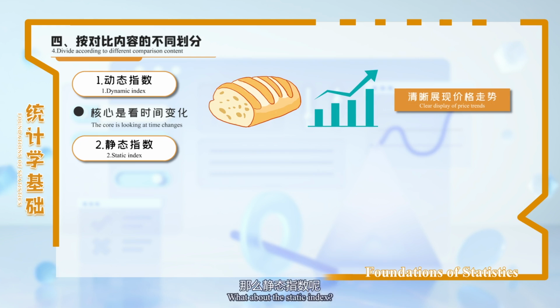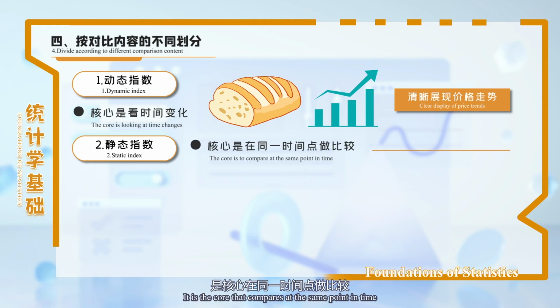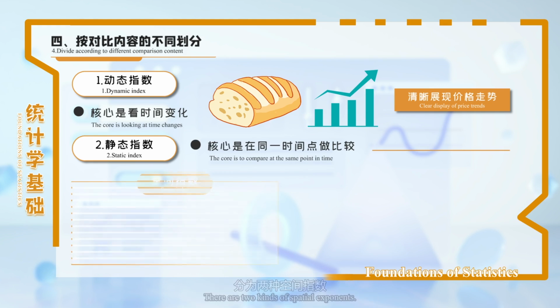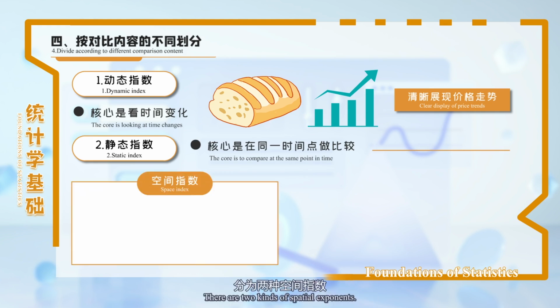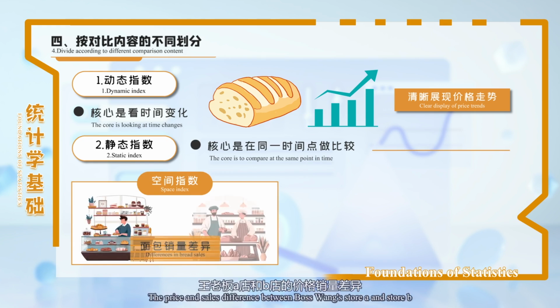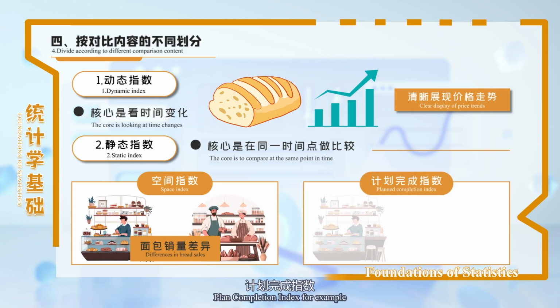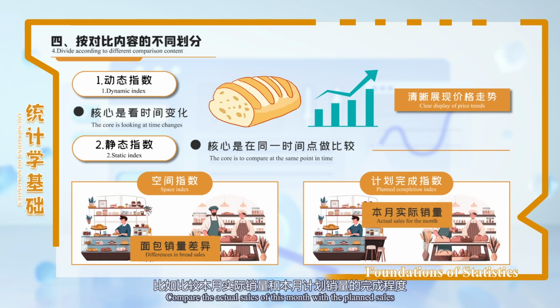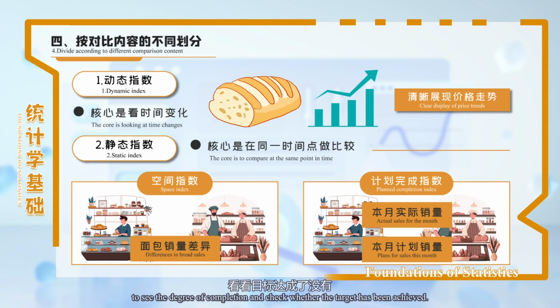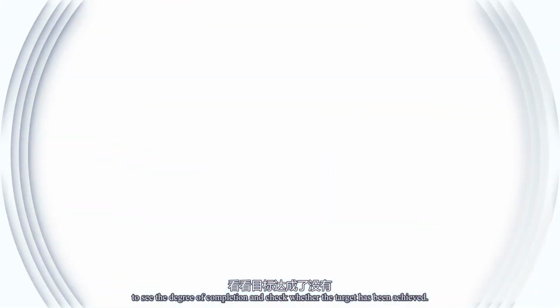What about the static index? Its core is comparison at the same point in time. There are 2 kinds. Spatial index, for example, at the same time, the price and sales difference between Boss Wang's store A and store B. Plan completion index, for example, compares the actual sales of this month with the planned sales to see the degree of completion and check whether the target has been achieved.